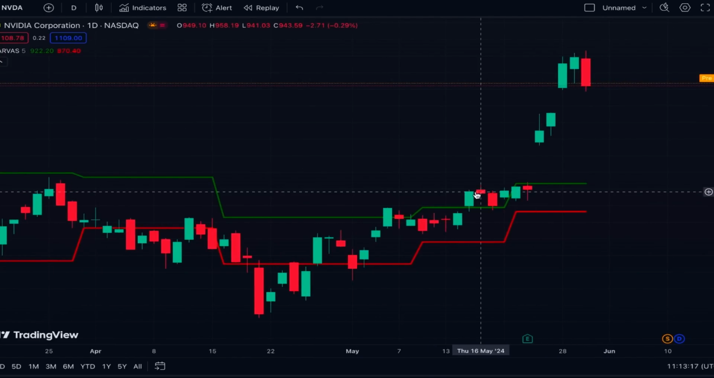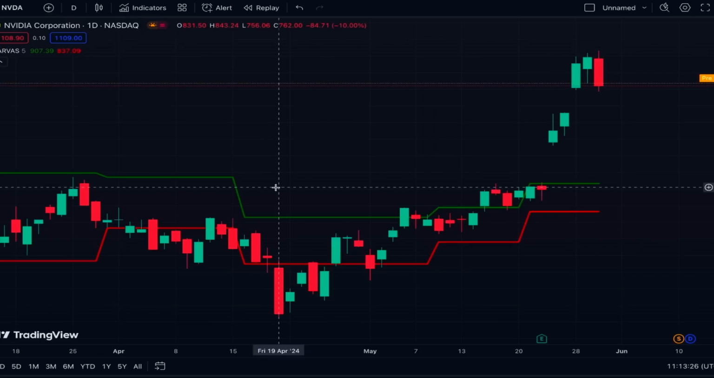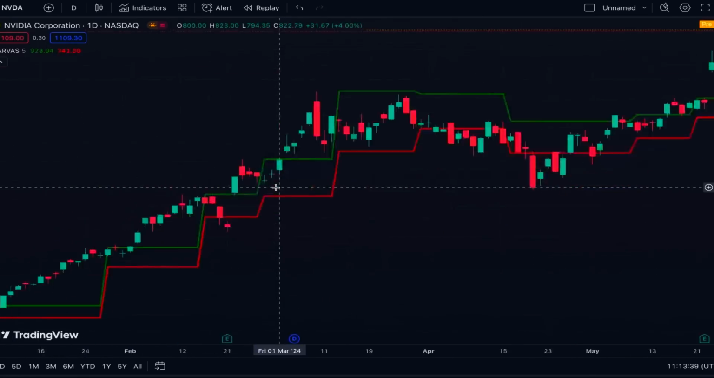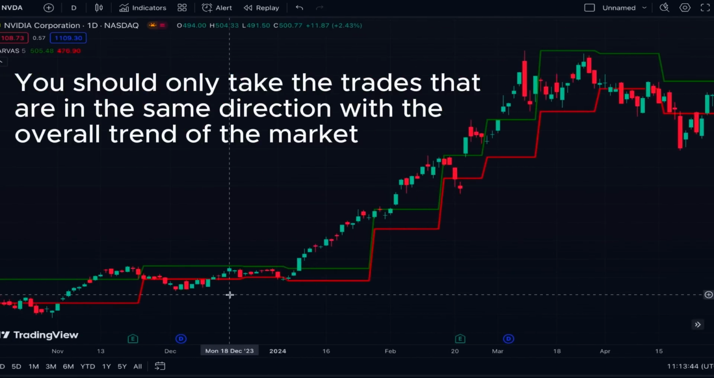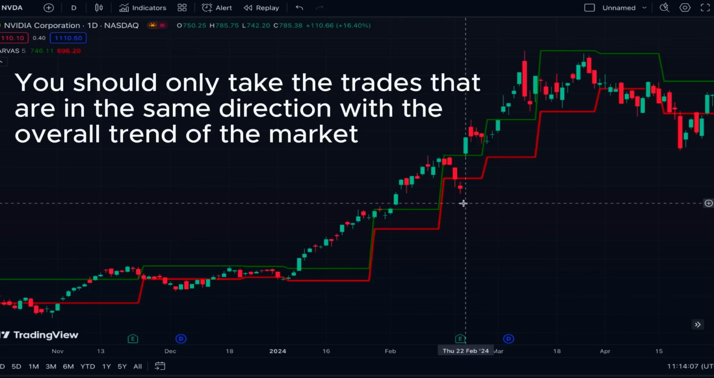The same method that I explained here for opening long positions can similarly be used for opening short positions, but with everything in the opposite direction. Nicolas Darvas highly recommends that you only take trades that are in the same direction as the overall trend of the market, and also not trade when the market is in a trading range. He only traded when the stock was trending and only took positions in the same direction as the trend.